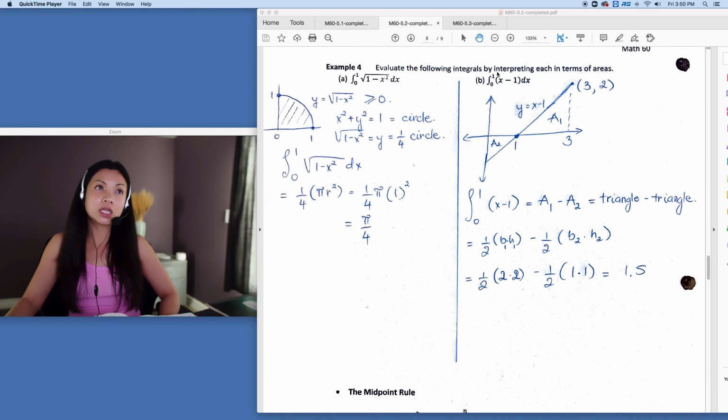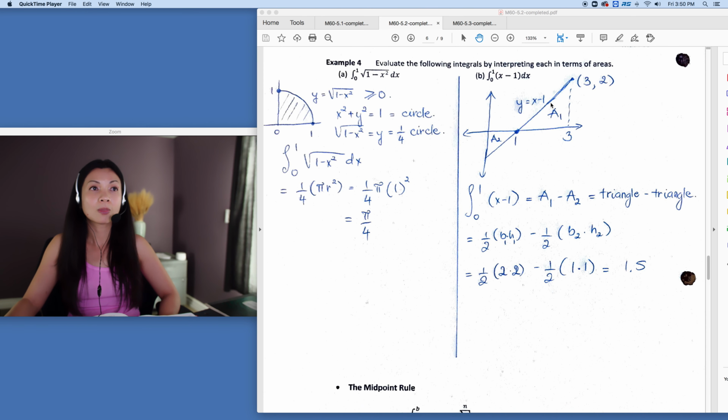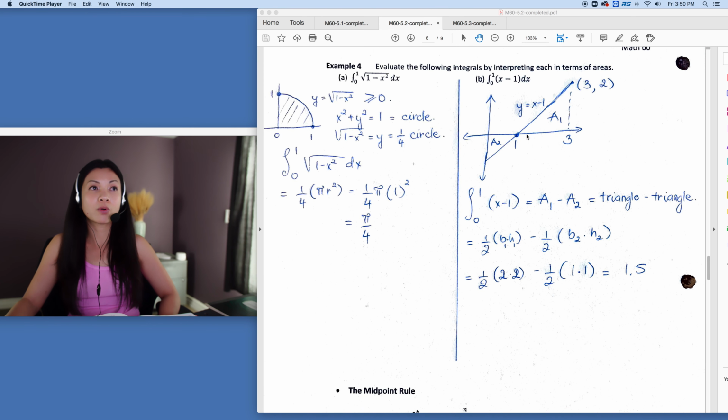Now for this one right here, you have a linear function right here, a straight line, okay, from 0 to 1.